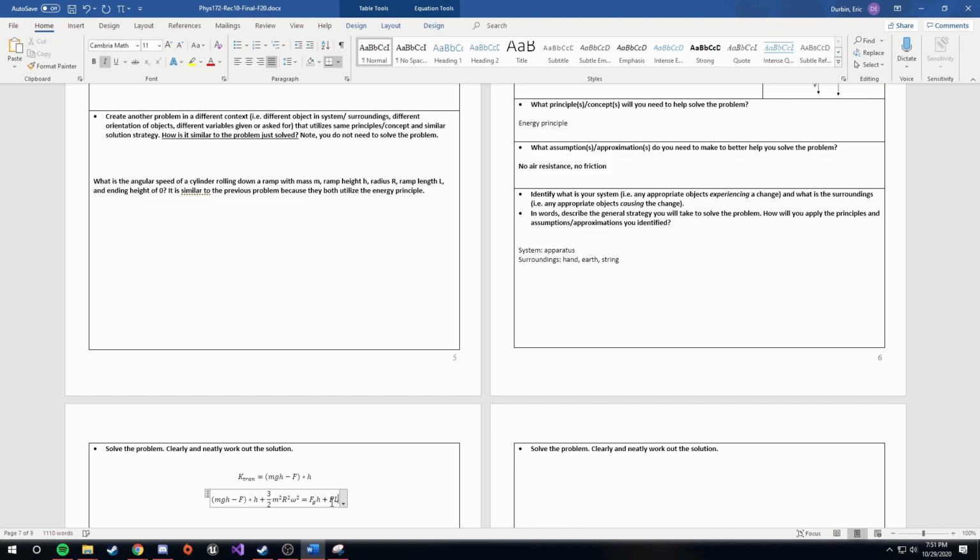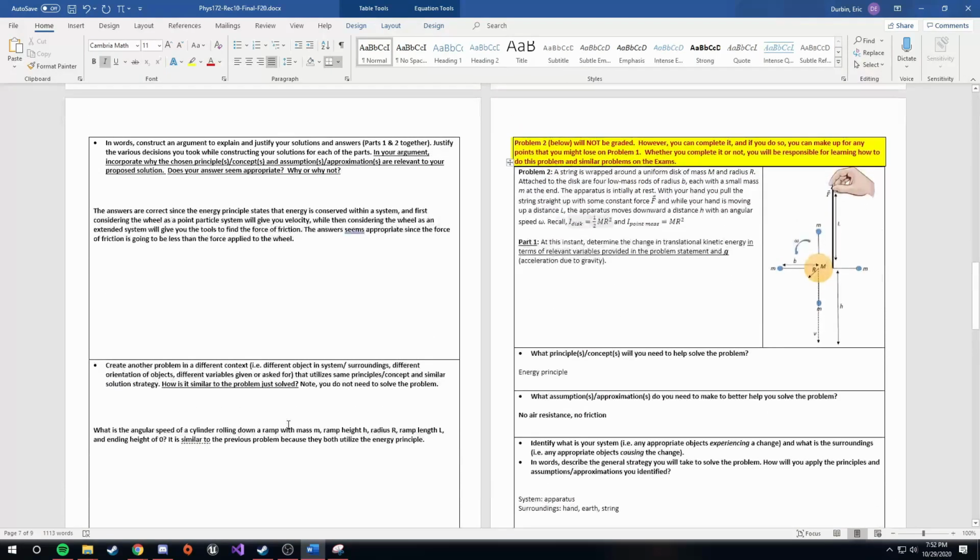Okay, so we have the translational plus the rotational is equal to the work, which is going to be, now this one is MGH minus FL. And so just plug in what we found for translational, MGH minus FH plus 1/2 I omega squared equals MGH. I'm sorry, if you want me to shut up, please let me know.